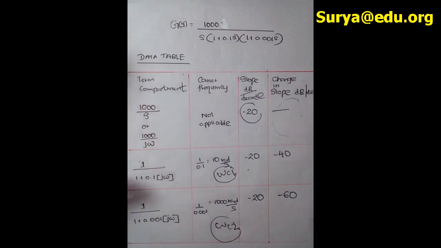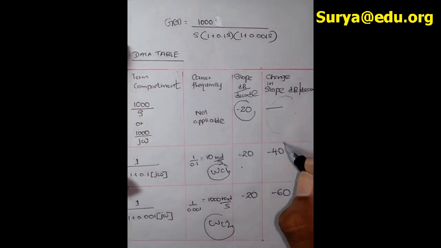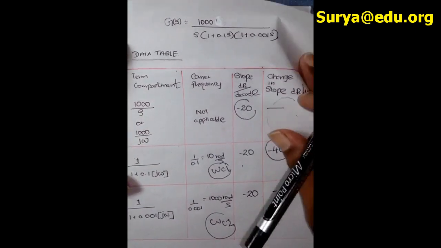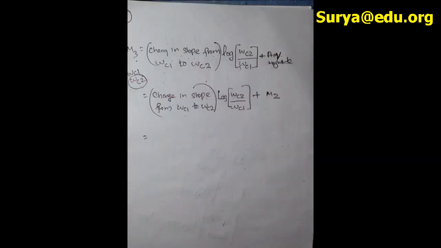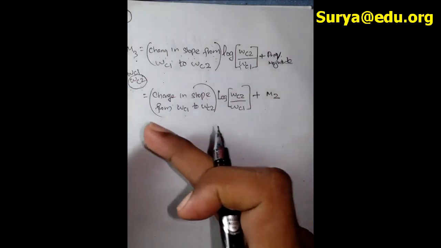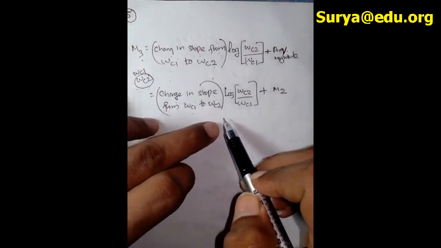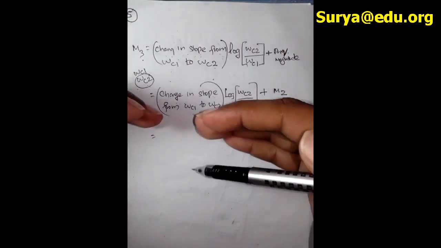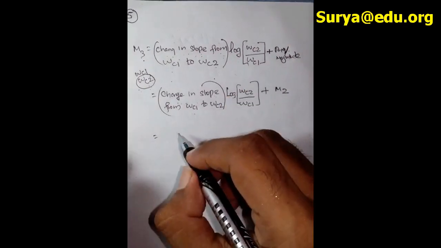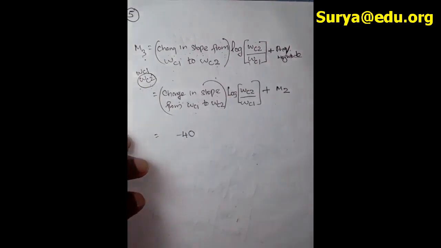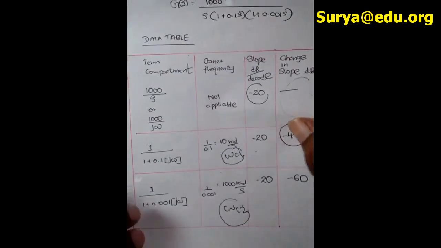So what is the change in slope to that? That is minus 40, right? Because otherwise you will never get to know how we are going to get that change in slope concept. So change in slope from omega C1 to C2, starting from C1 to C2, that is minus 40. Okay, so how do you get minus 40?